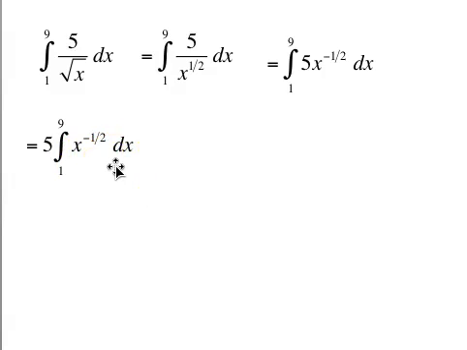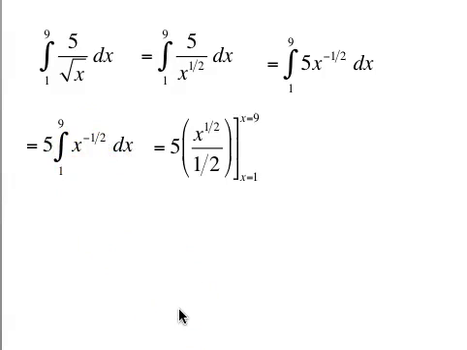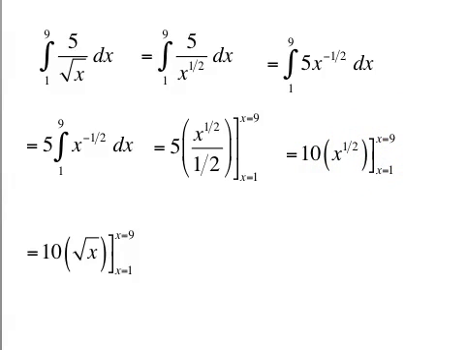At this point, we can use the power rule. The integral of x to the n is x to the n plus 1 over n plus 1. So kick this exponent up by 1. Negative 1/2 plus 1 is positive 1/2. So x to the positive 1/2 over positive 1/2. But we're evaluating this as x goes from 1 to 9. Now 5 divided by 1/2 is 10. And x to the 1/2 is really the square root of x. So 10 times the square root of x evaluated as x goes from 1 to 9.